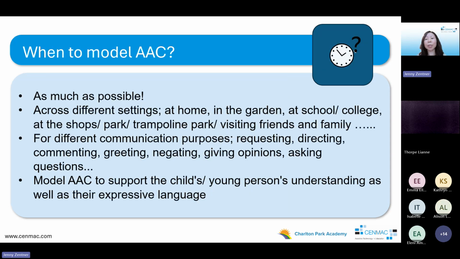We've covered why modelling AAC is important. The video we just saw highlights the importance of modelling AAC without expectation for real, authentic communication purposes. So when do we model AAC? In summary, as much as possible, we model AAC across different settings and for different communication purposes. We model AAC to support the child or young person's understanding, as well as expressing the message they're communicating.